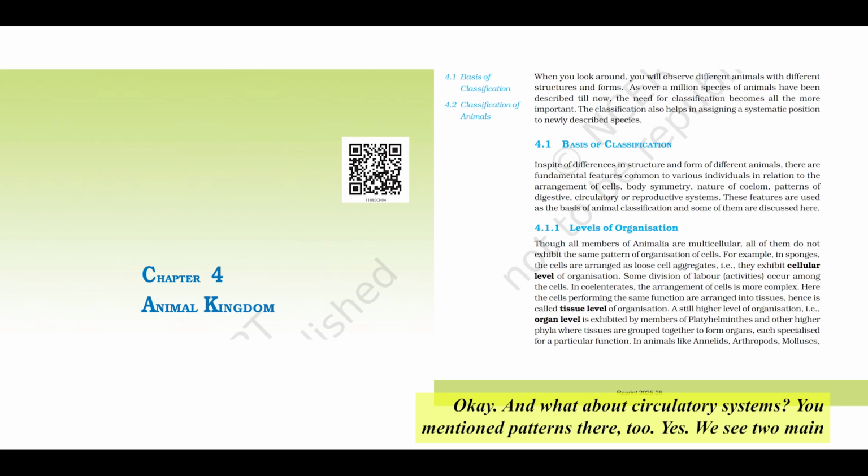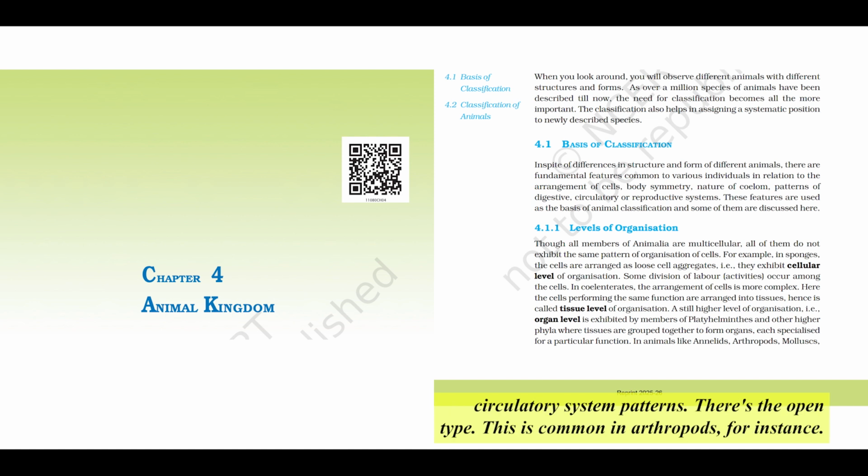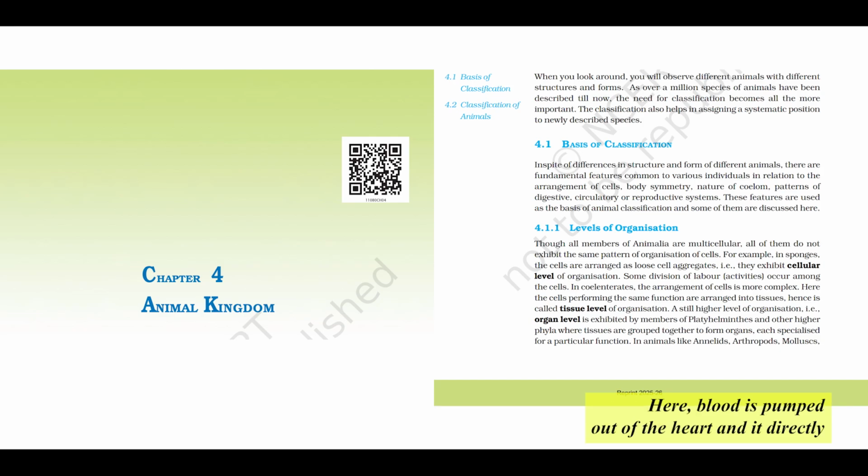Okay. And what about circulatory systems? You mentioned patterns there too. Yes. We see two main circulatory system patterns. There's the open type. This is common in arthropods, for instance. Here, blood is pumped out of the heart, and it directly bathes the cells and tissues in open spaces or sinuses. So the blood isn't always contained in vessels. Exactly. It kind of sloshes around the organs.